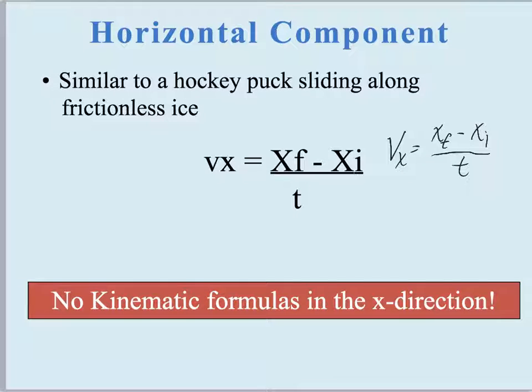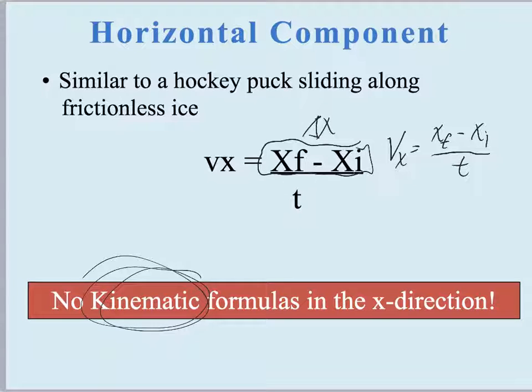So the x velocity is equal to the change in position, final minus initial, over time. Of course, we know that this is simply our delta x. And we're using x here because it's horizontal, so it's moving along the x-axis. And again, no kinematics for this x direction.